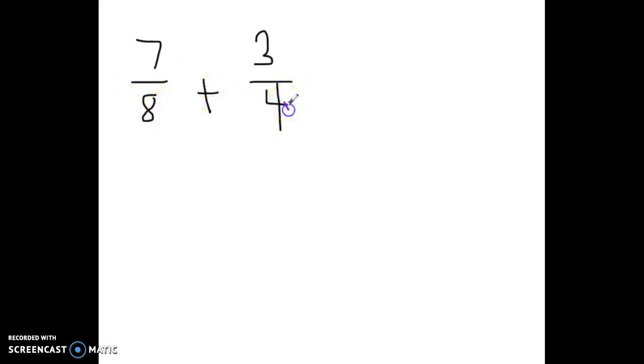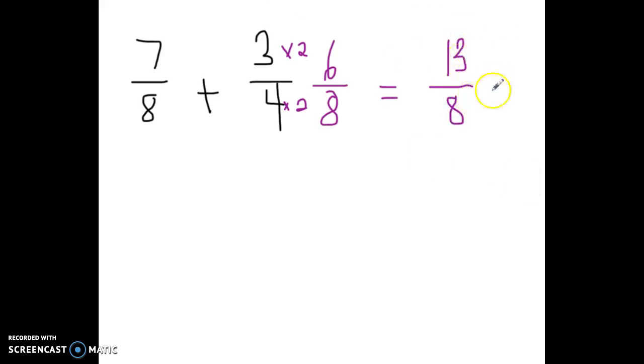Well, I know 4 times 2 will give me 8. And so if I multiply by 2 on the bottom, I have to do 2 on the top. So I know 3/4 is equivalent to 6/8. So now if I have 7/8 plus 6/8, I know I have 13/8, but I know that is an improper fraction. So I'm going to take this fraction and turn it into a mixed fraction.